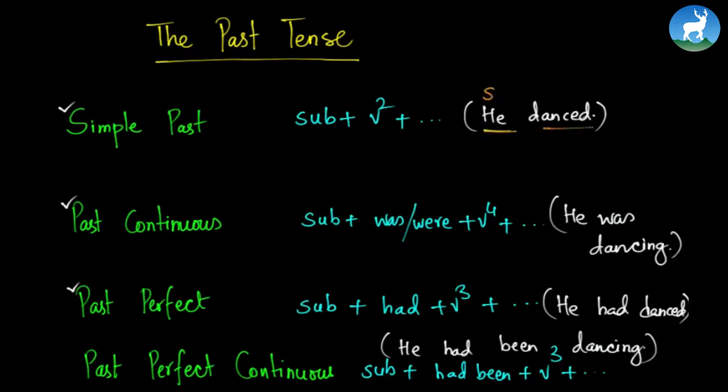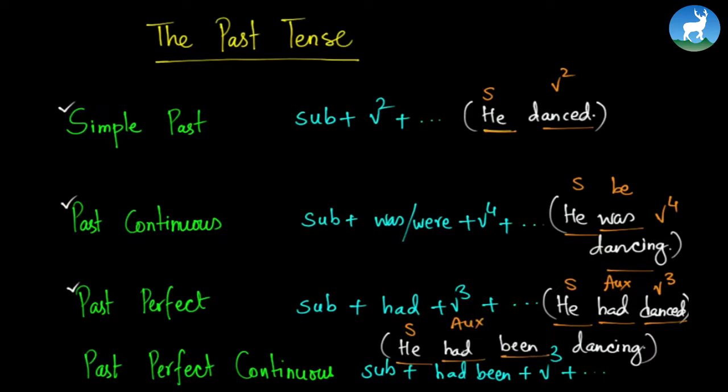He is the subject while danced is the verb, simple past. Past continuous: he is the subject, was is the be verb, and dancing is the fourth form of verb, also known as present participle. And if we go to the past perfect tense, he is the subject, had is the auxiliary verb, and danced is the third form of the verb, correct? And if we go to the last example, we find that he is the subject, had is the auxiliary, been is a be verb in third form, and dancing is the fourth form of verb, also known as present participle, and danced is known as past participle. So we have present participle and past participle, right?